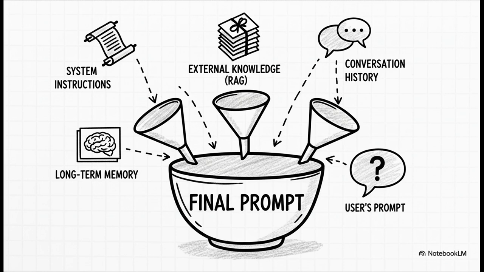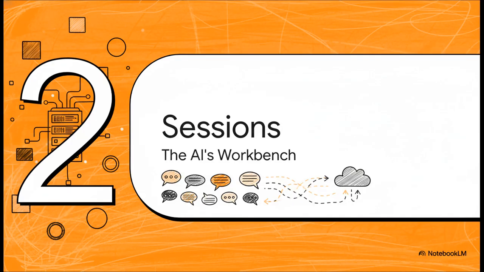Well, it's a whole mix of things. It can be high-level instructions about the AI's personality, it can be long-term memories it has about you, facts it pulls from documents, the recent back and forth from your conversation, and of course the prompt you just typed. It's a complex recipe, and it's put together from scratch every single time you hit enter. Okay, so let's start breaking down that recipe.